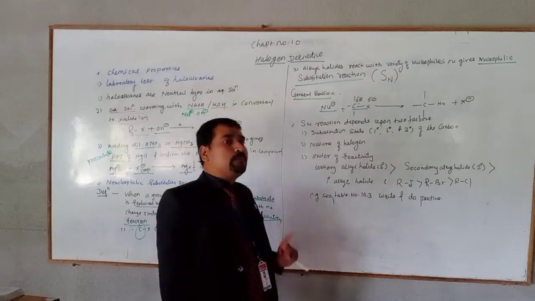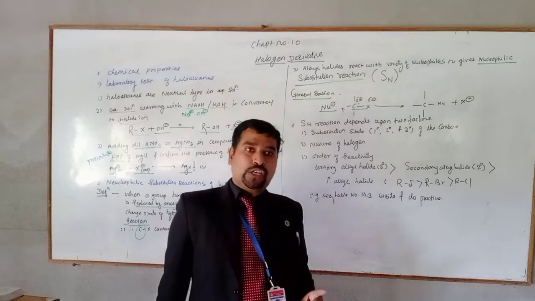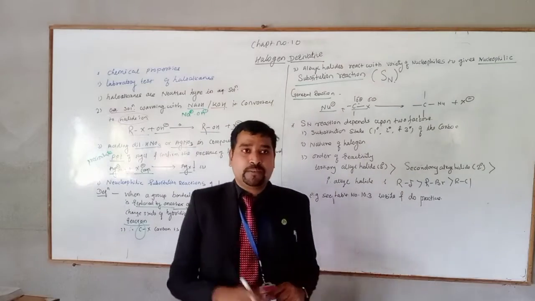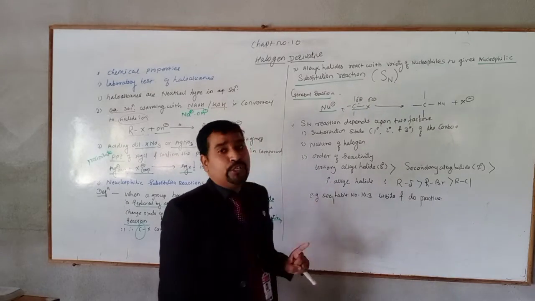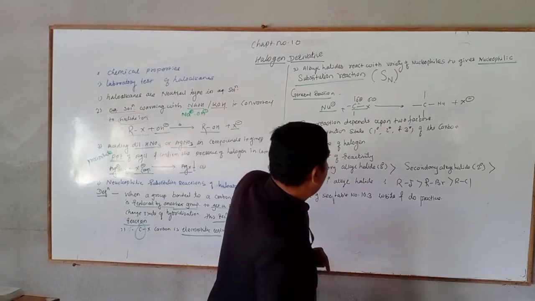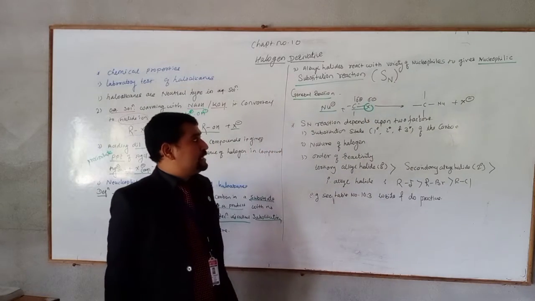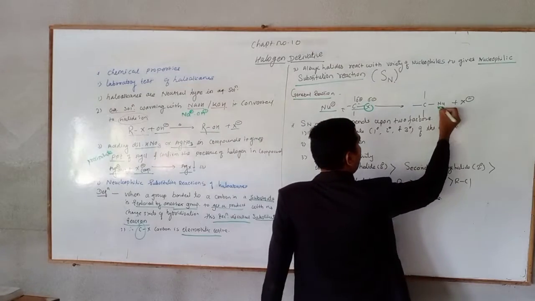That is, the C-X bond is polar, right? Carbon gets the delta positive charge, that is the partial positive charge, and X gets the delta negative charge, that is the partial negative charge. That is the C-X, that is the substrate. Nu is a nucleophile. They react together. X is replaced, and the nucleophile is substituted like that, right?